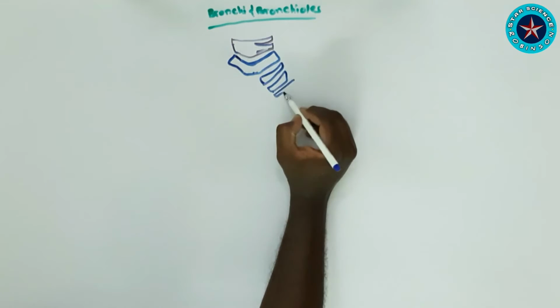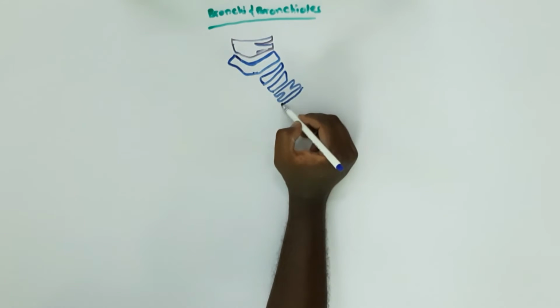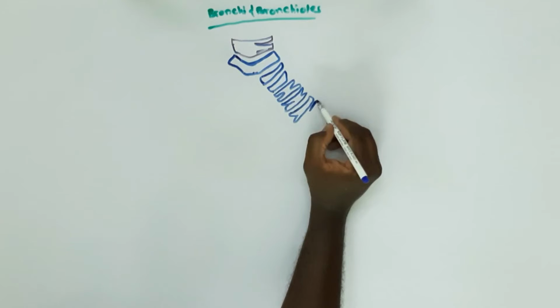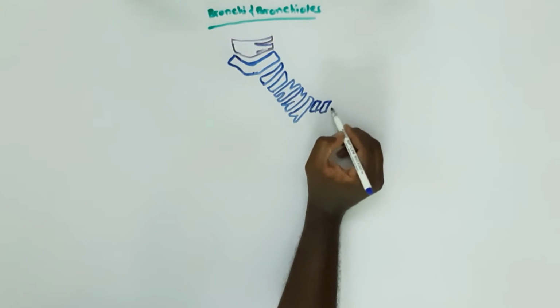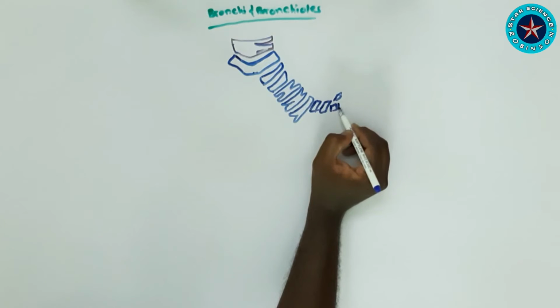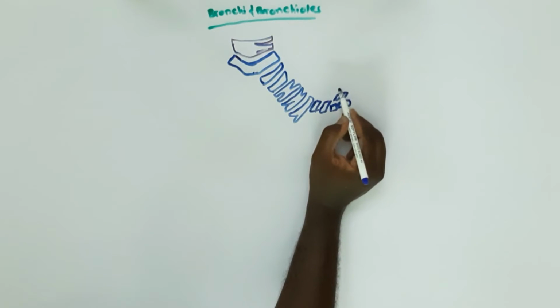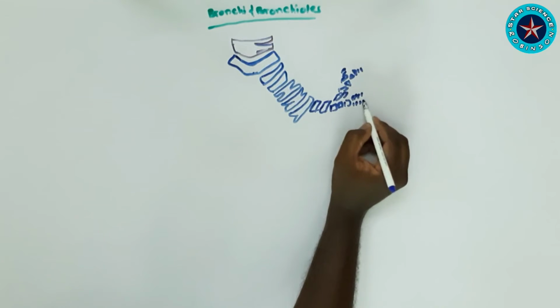The right primary bronchus is wider, shorter and more vertical than the left bronchus. So aspirated things are more likely to enter and lodge in the right primary bronchus than the left. It is around 2.5 centimeters long, and after entering the right lung at the hilum, it divides into three branches, one for each of the three lobes.